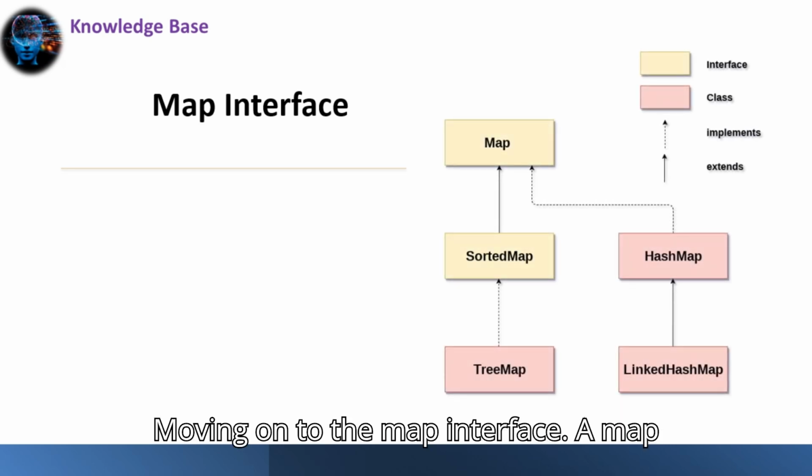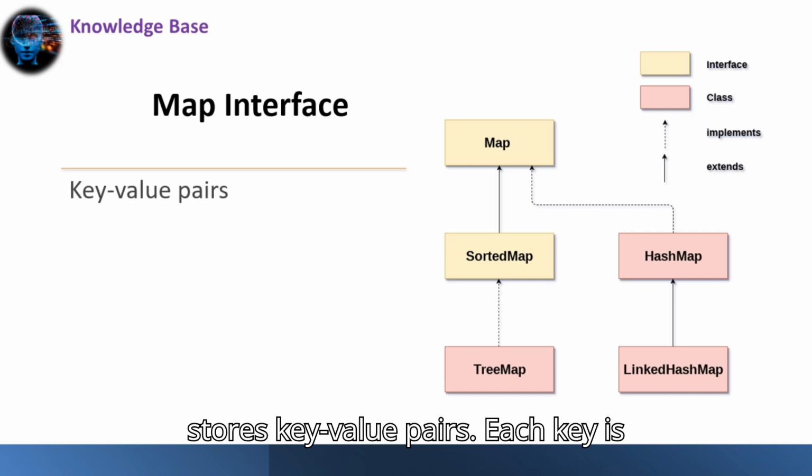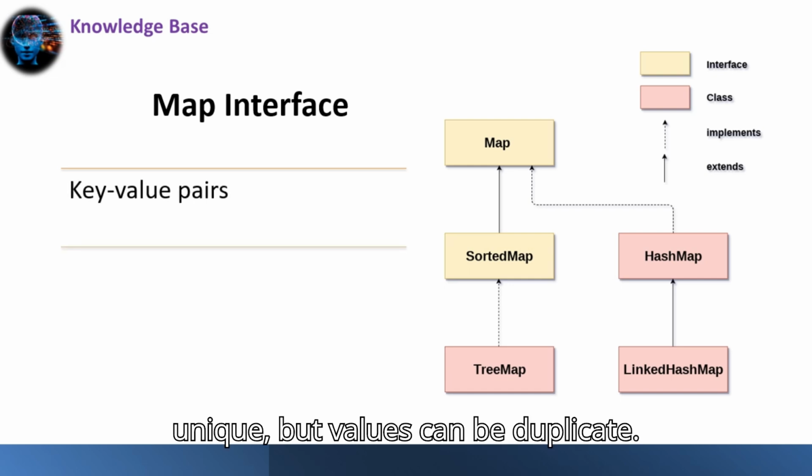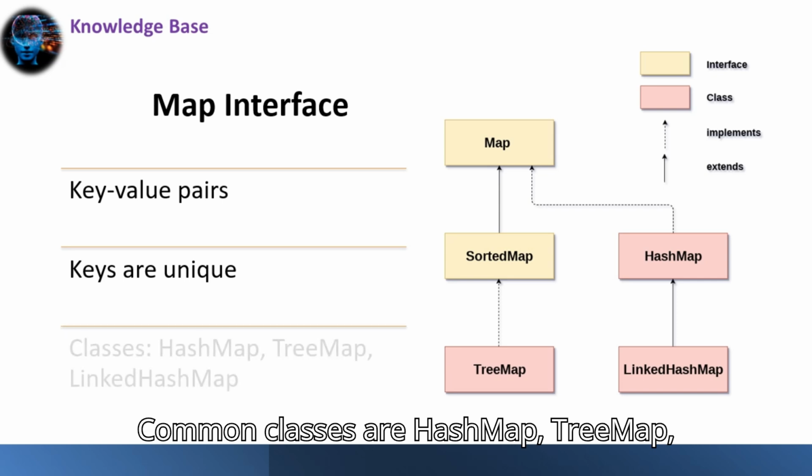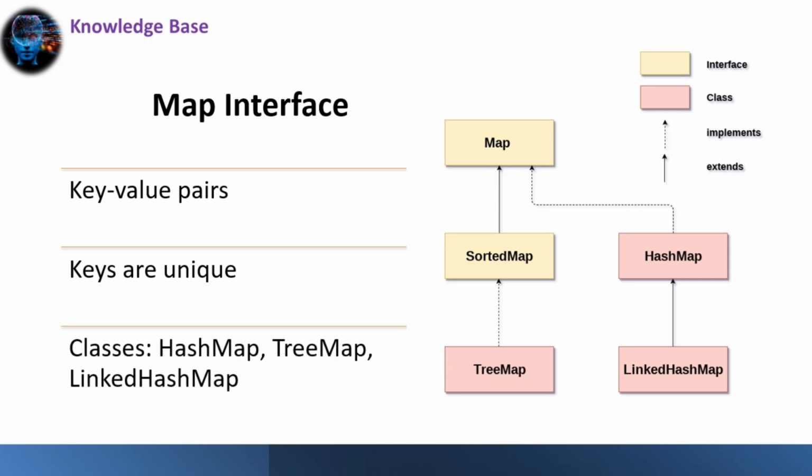Moving on to the Map interface. A Map stores key-value pairs. Each key is unique, but values can be duplicate. Common classes are HashMap, TreeMap, and LinkedHashMap.